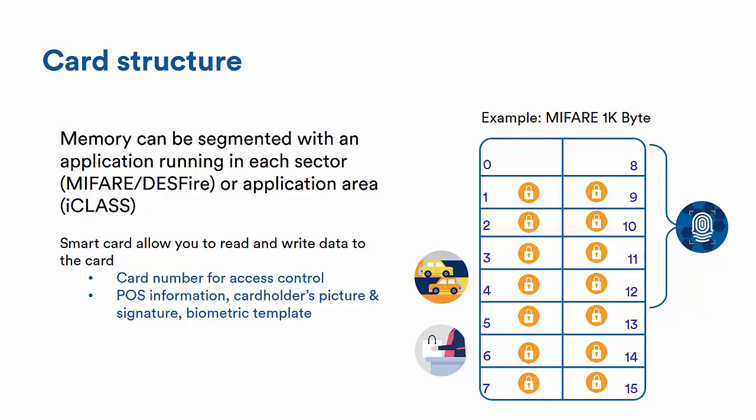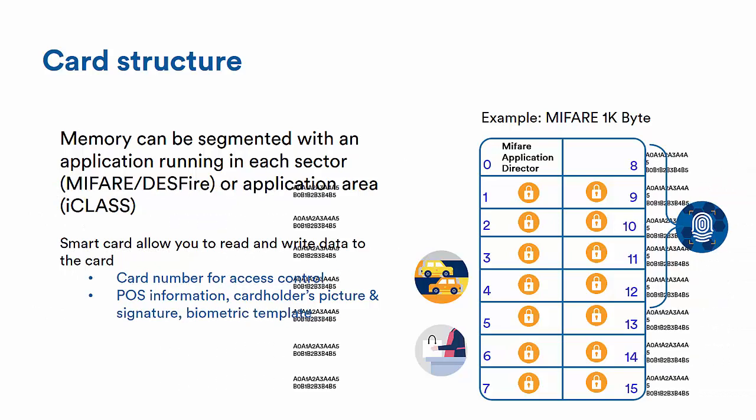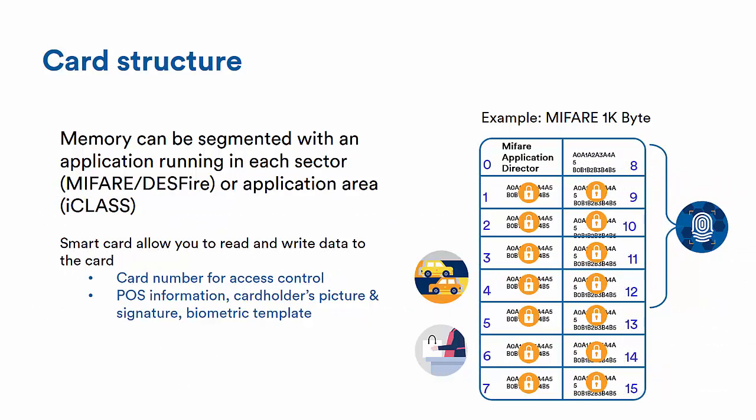So let's take the example of a MIFARE card where sector 0 is used as the MIFARE application directory, which essentially keeps track of what the remaining sectors of the card are used for. The other sectors are used for the actual card number, your cashless payment for the cafeteria, your library card, and even your biometric template that can consume more than one sector.